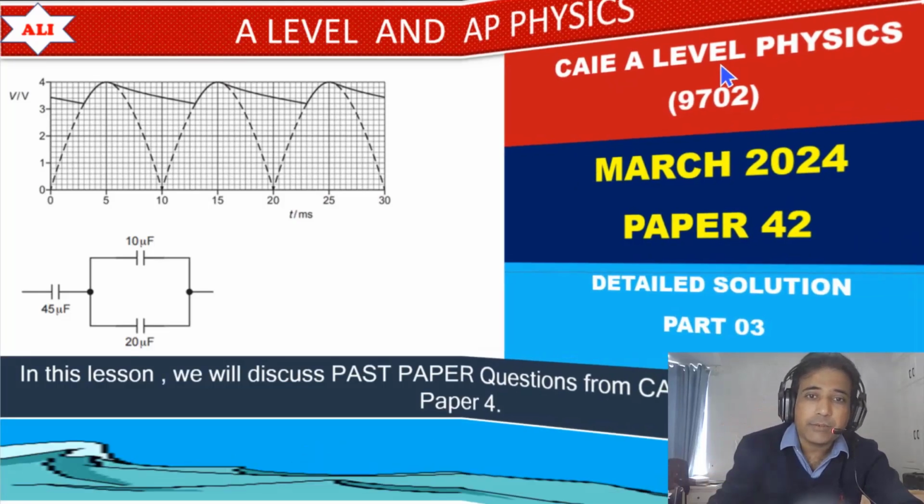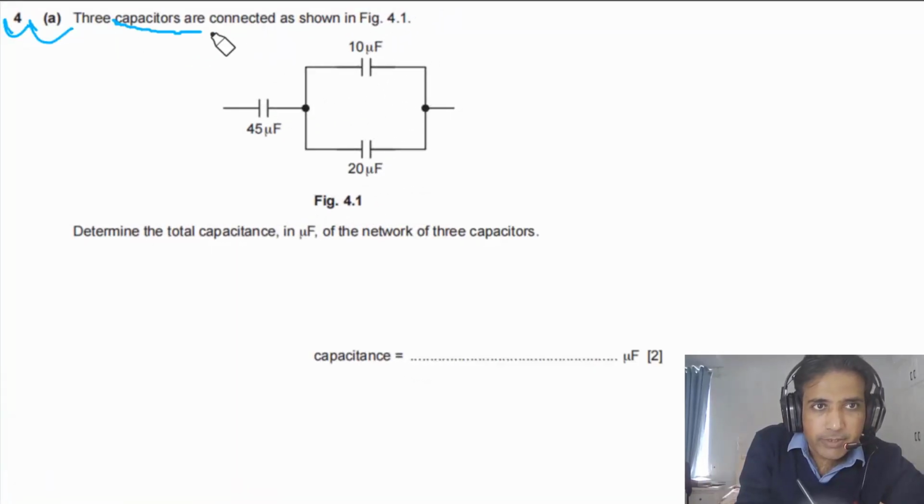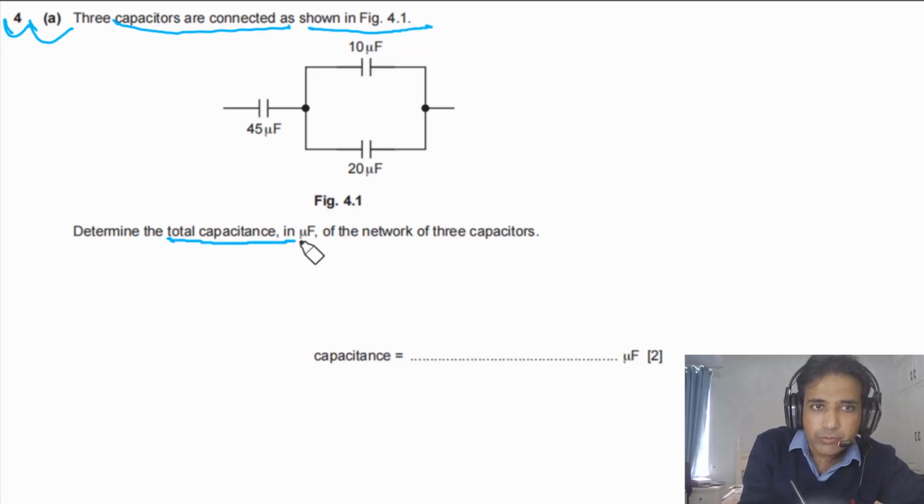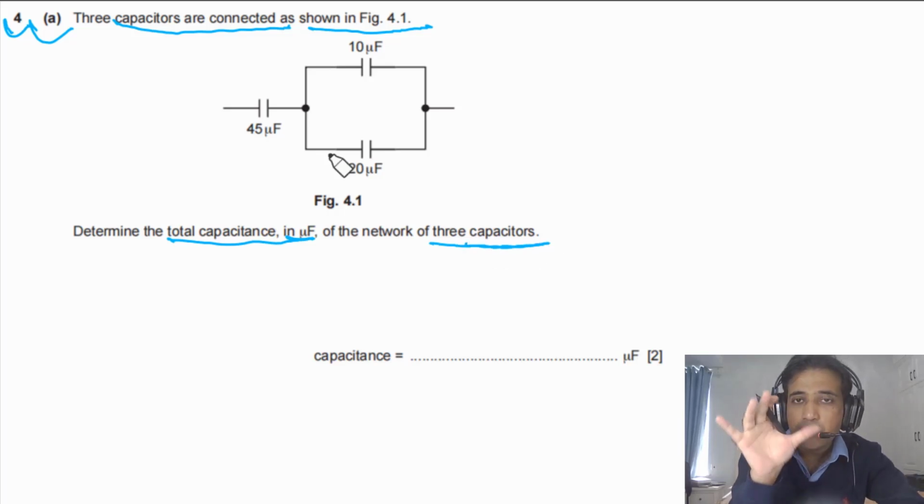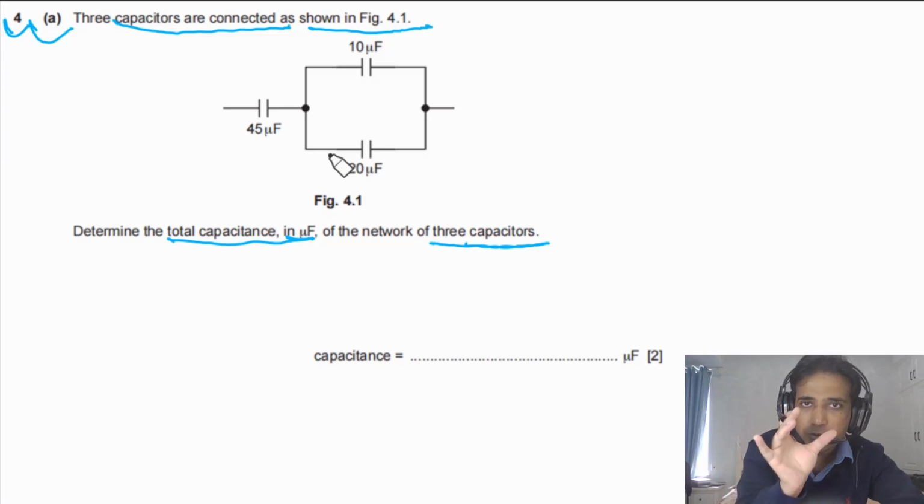Let's improve together. Question 4 part A says 3 capacitors are connected as shown in figure 4.1. Determine the total capacitance in microfarad of the network of 3 capacitors. First of all, when a network of capacitors is given to us, we can figure out which capacitors are connected in parallel and which are connected in series.